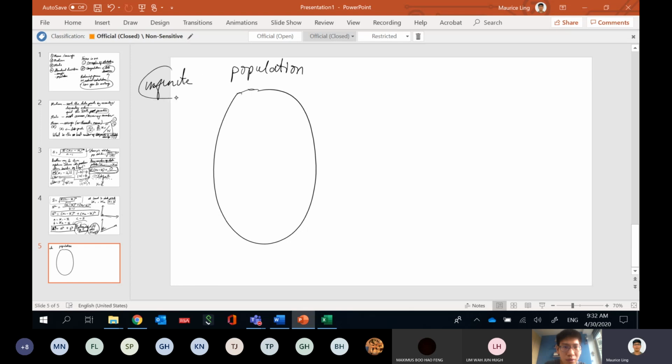Infinite. Okay, population can be infinite. Let's say I want to study the BMI of all Singaporeans. This itself is infinite already, because why? It may be a bit strange. Why is the BMI of all Singaporeans an infinite population? Because I have no time limit.